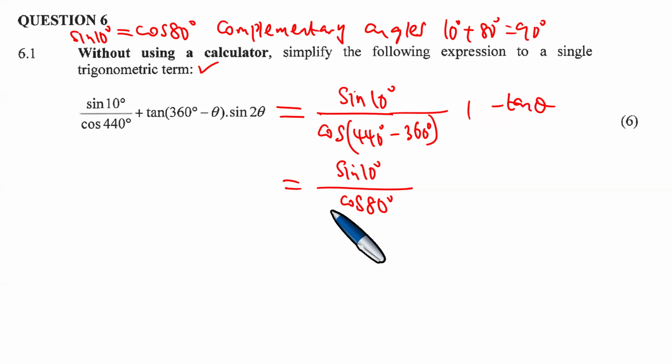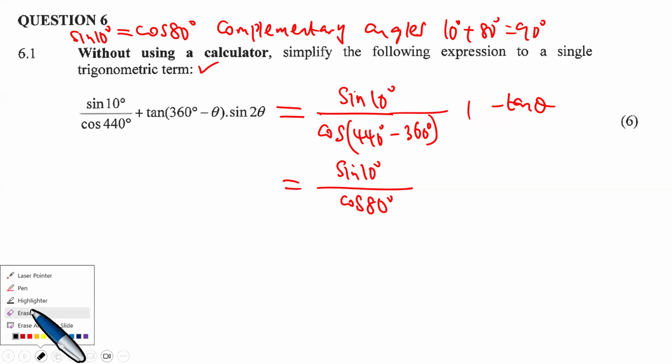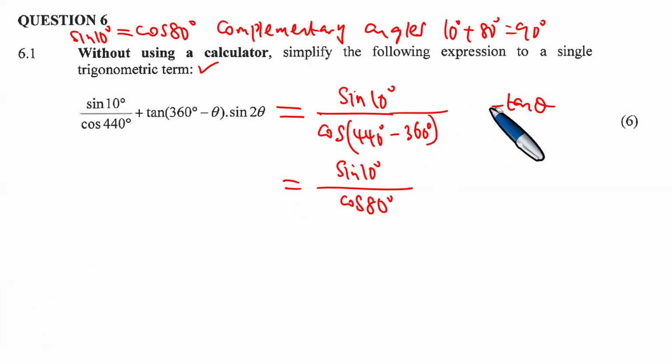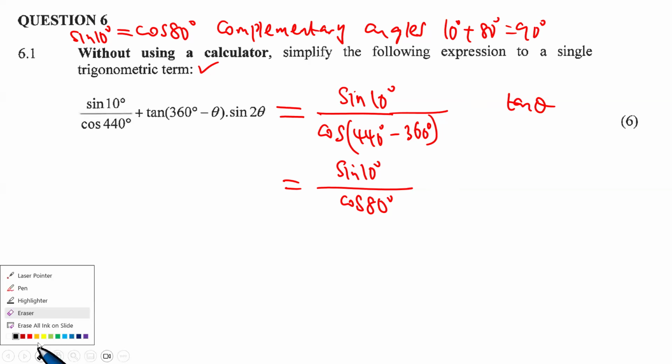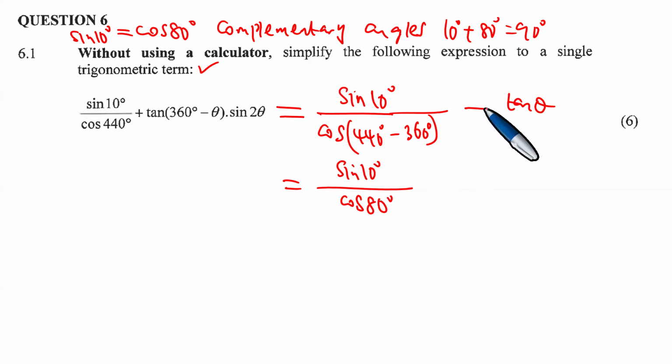What do we do next? Then the sine 2 theta, we split it into 2 sine theta cos theta, using the compound angle formula. It becomes exactly 2 sine theta cosine theta. Right. Next, what do we do?